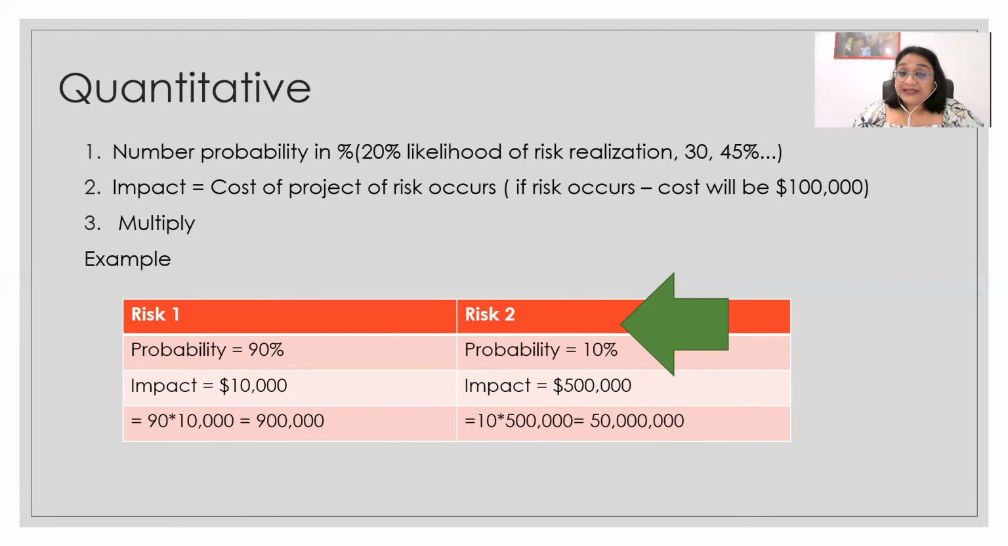When we multiply the probability and impact for both risks, it's quite evident which risk needs to be addressed first. That is risk 2, because it has a huge impact, although the probability is very low. So this is the method to prioritize risk.